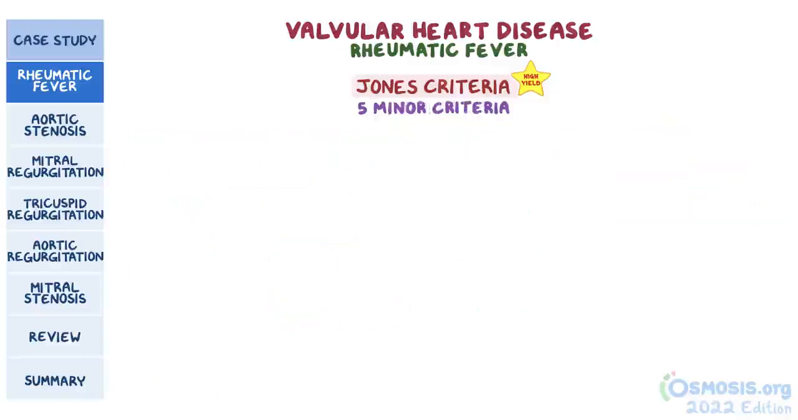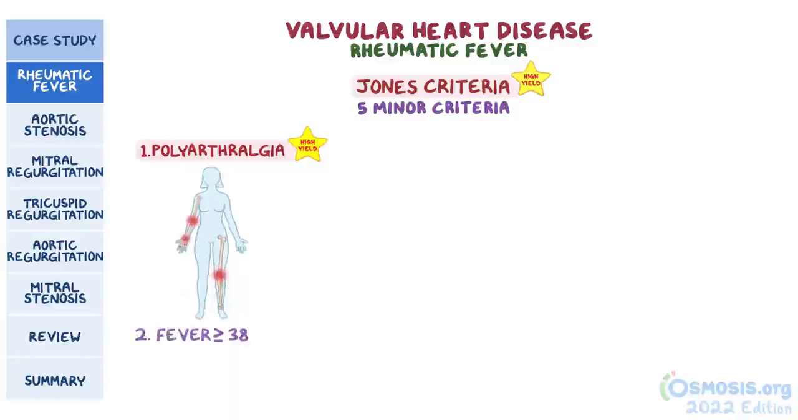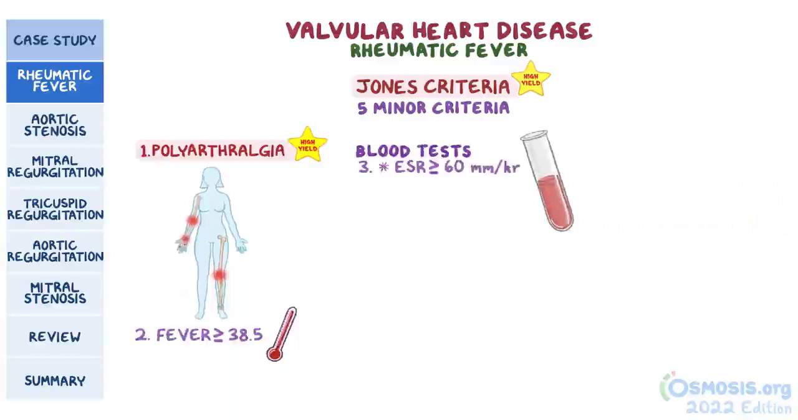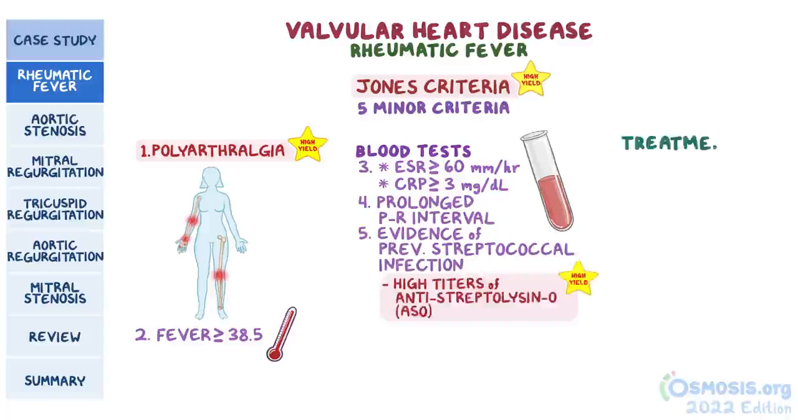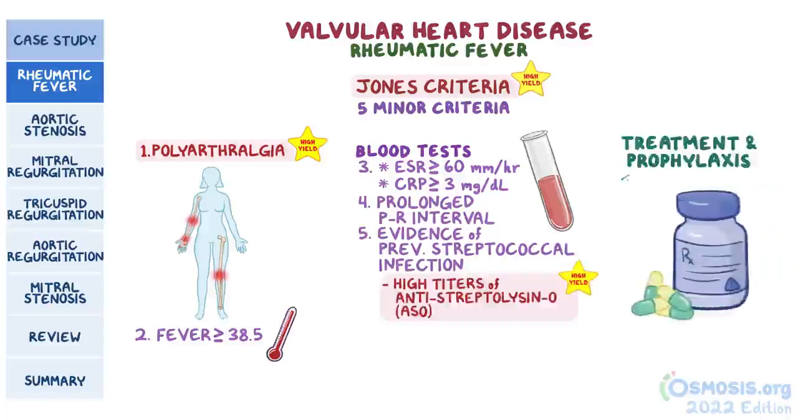For the minor criteria, there's polyarthralgia, fever greater or equal to 38.5 degrees Celsius, blood tests showing an ESR greater or equal to 60 millimeters per hour, or a CRP greater or equal to 3 milligrams per deciliter, prolonged PR interval, and a blood test that shows evidence of previous streptococcal infection, such as high titers of antistreptolysin O, or ASO. Treatment and prophylaxis of rheumatic fever is done using penicillin.